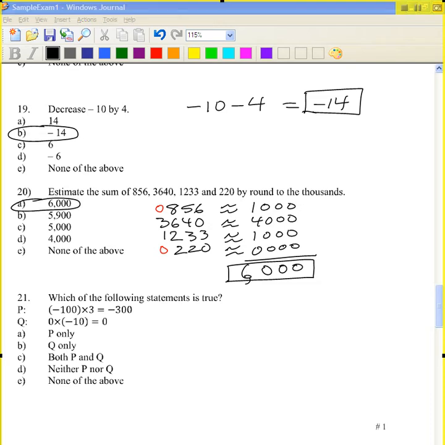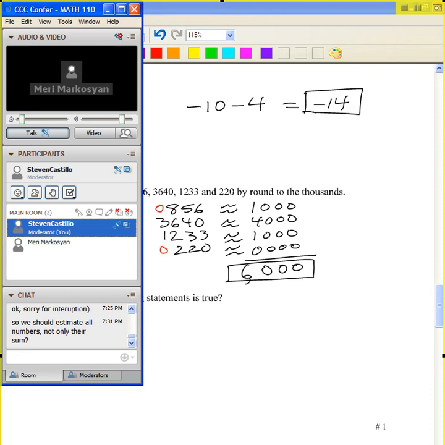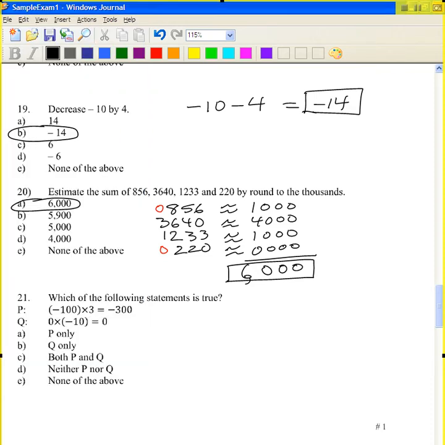That is correct, because it asks here to estimate the sum by rounding to the thousands. So you should round each to the thousand. Now that's much less accurate than if you had added up everything and then at the end rounded your answer to the nearest thousand. Okay?